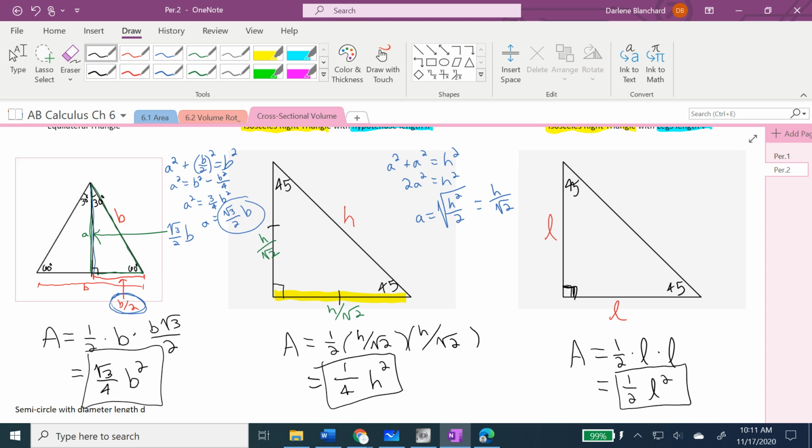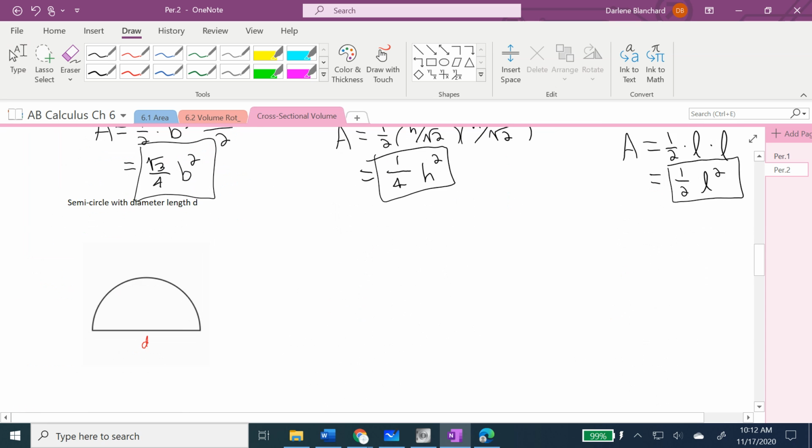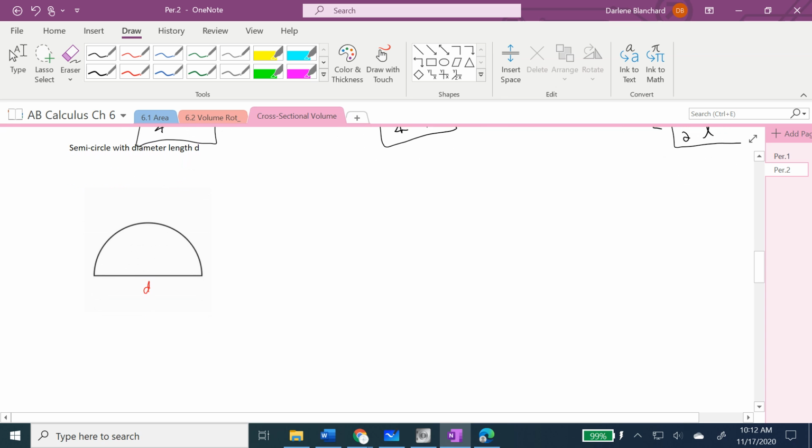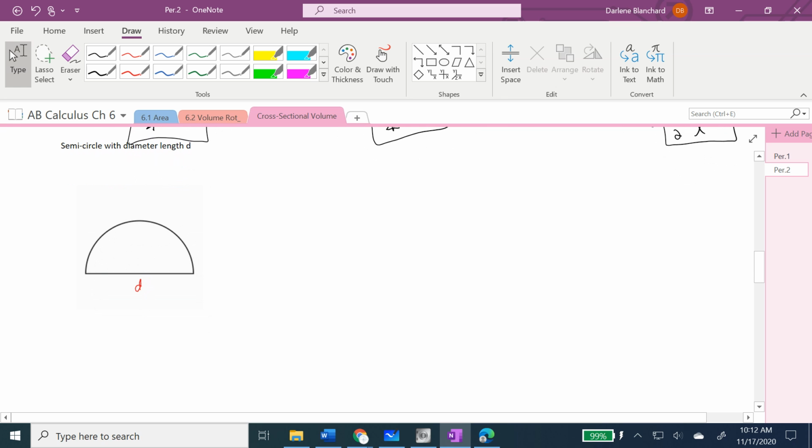The other area formula that it helps to be familiar with, but you really don't have to memorize as much, is the area of a semicircle based on its diameter. So when you look at this area formula, you should start off with knowing that if it's a semicircle, it's half the area of a circle, which you know to be pi r squared. What is the radius in terms of the diameter?